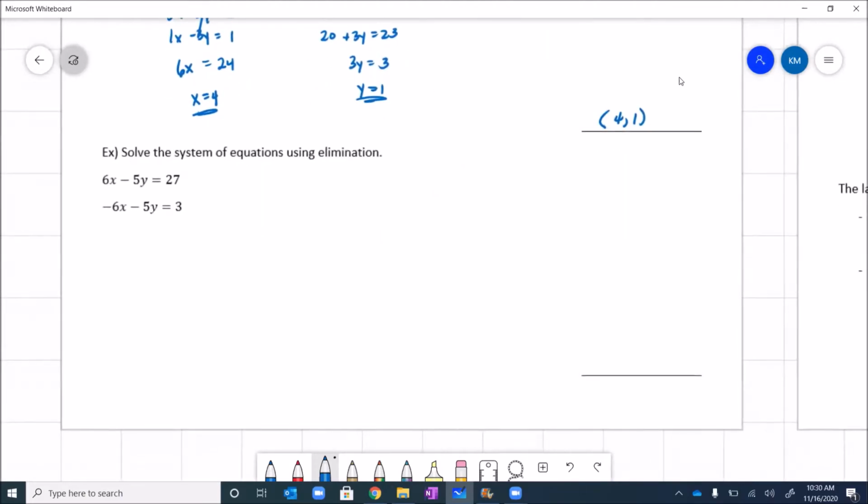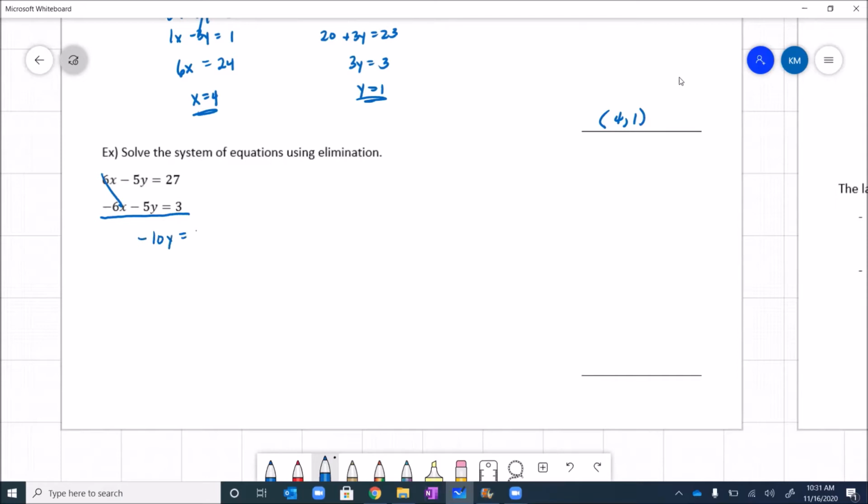All right, number 2, solve the system using elimination. So as we look, we have 6x minus 5y equals 27 and negative 6x minus 5y equals 3. So we're looking to have our variables have the same coefficient with opposite signs. And so we look and see that we have that with the x's, right? This is 6x and negative 6x. So as we combine our like terms, 6 and negative 6 add together, gives us 0, cancels out. Negative 5 minus 5 gives us negative 10y.